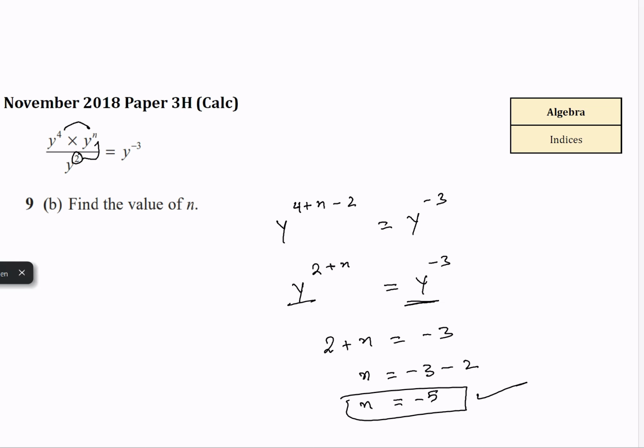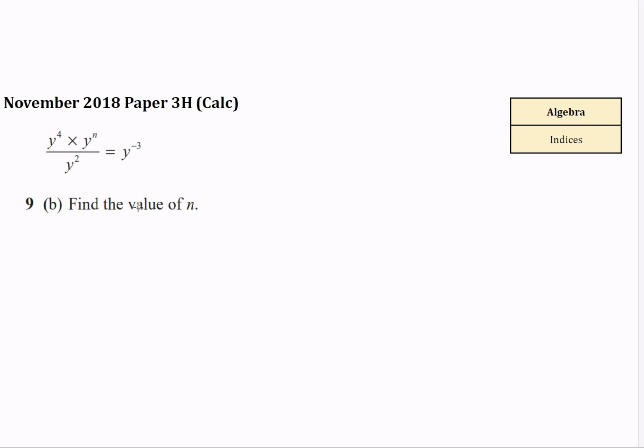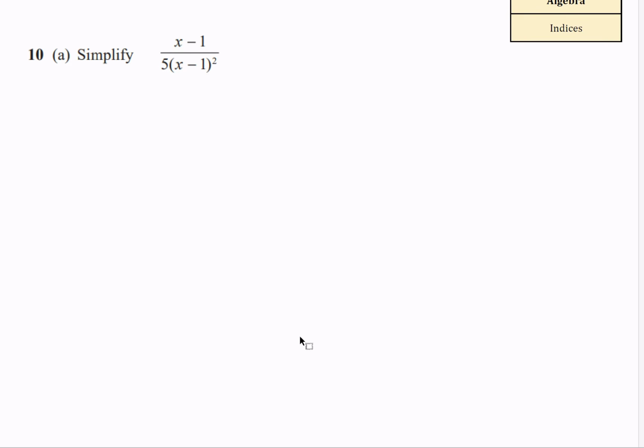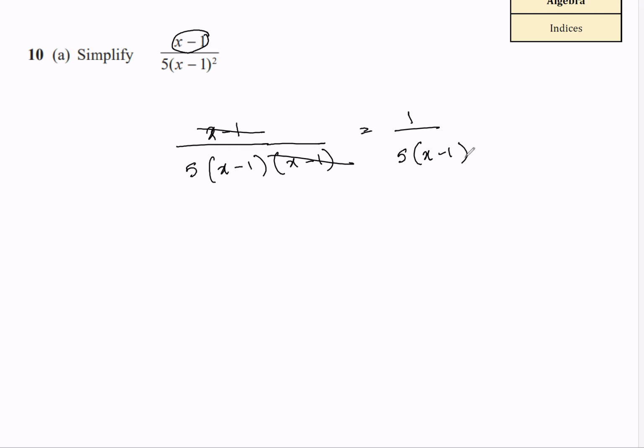Okay. Next question. In this, earlier I told you that when we divide, if we have the same factors, we can cancel. So 5 bracket x minus 1, and (x minus 1) squared means x minus 1 is written twice. This x minus 1 can be cancelled with x minus 1. 1 over 5(x minus 1) is our answer.